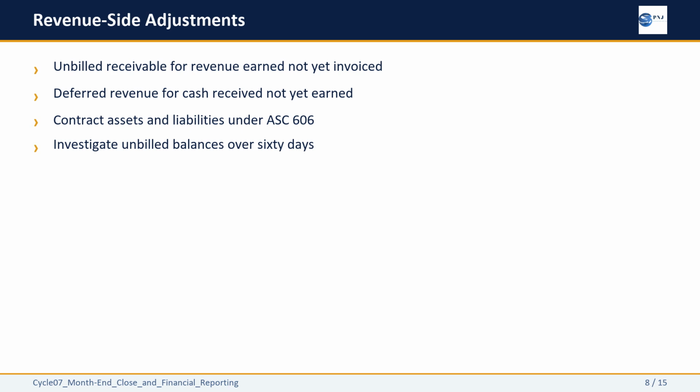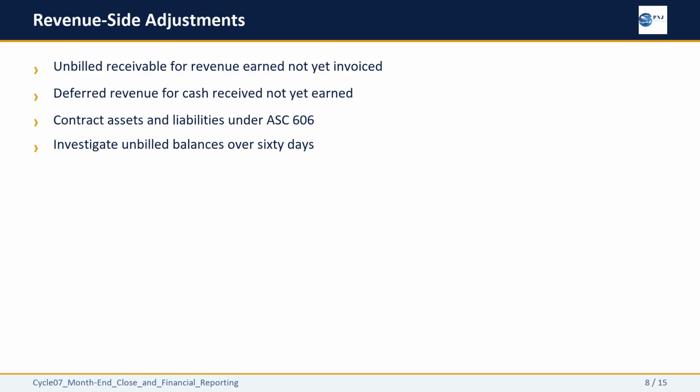Here is where auditors lean in hardest, because the revenue side is the highest risk for earnings management. There are three adjustments. First, unbilled accounts receivable. When you have satisfied the performance obligation under Accounting Standards Codification 606, but the billing milestone has not been reached, you recognize revenue and create an unbilled receivable.